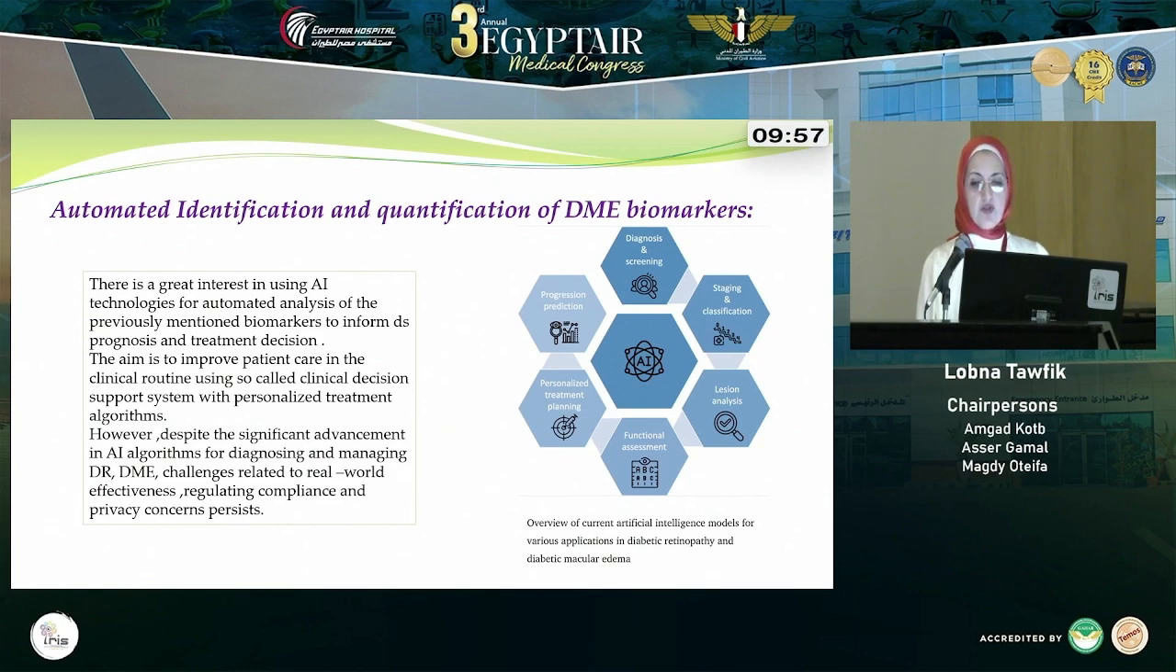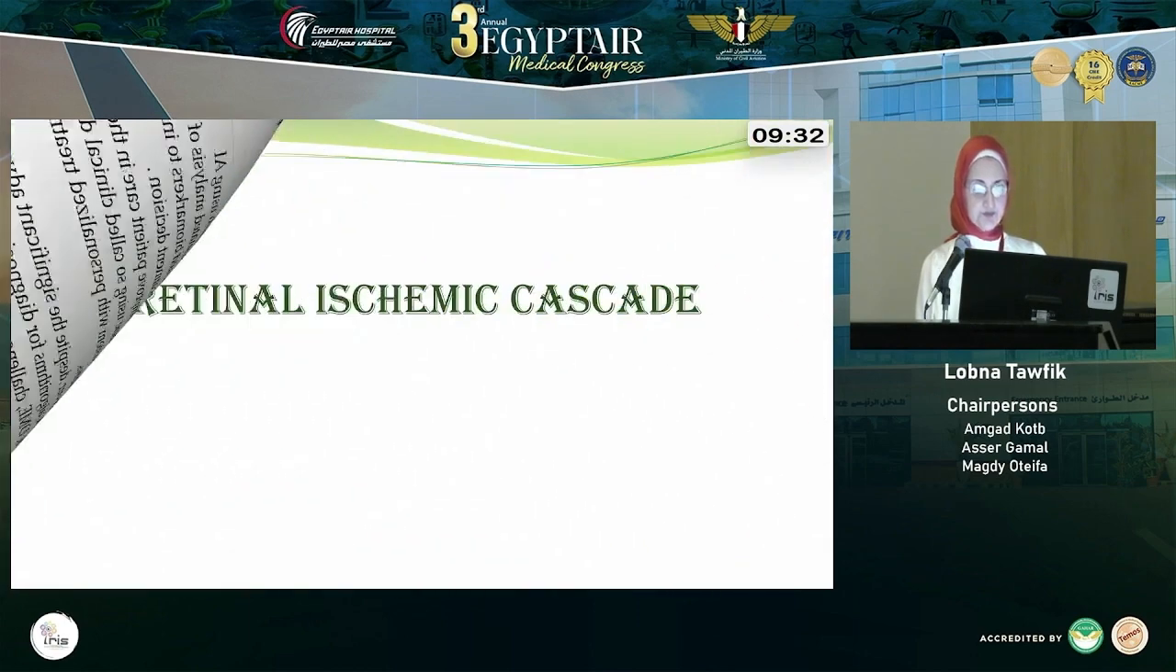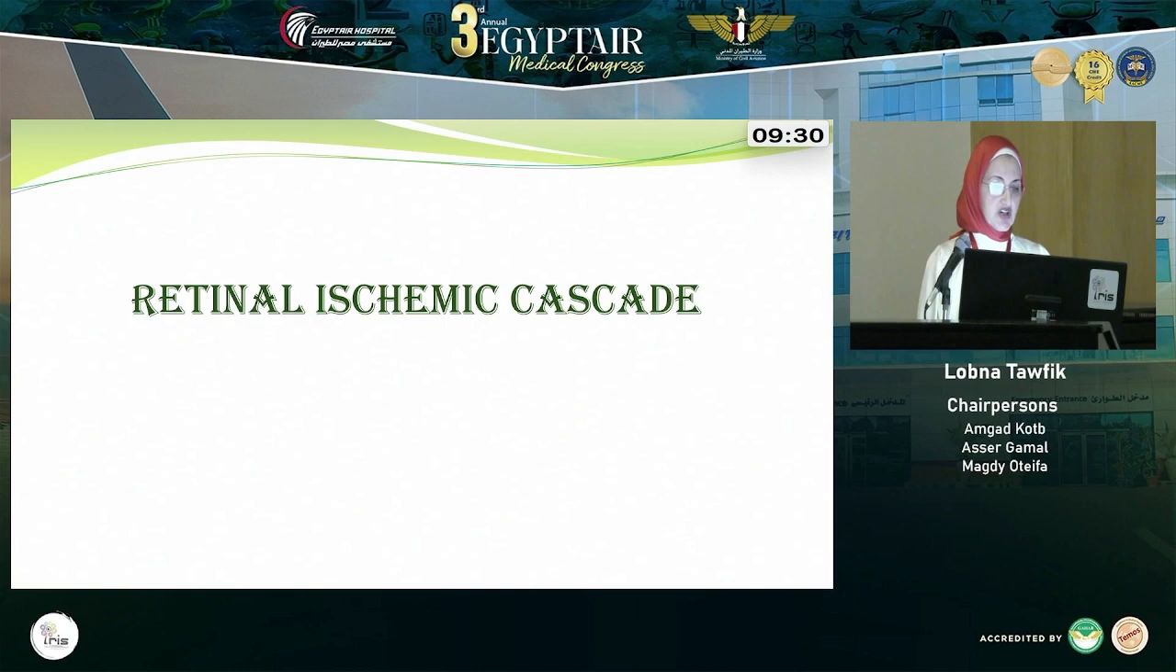AI is used for staging and classification, lesion analysis, functional assessment, personalized treatment planning, progression prediction, and decision and screening. However, despite the significant advancement in AI algorithms for diagnosing and managing diabetic retinopathy and diabetic macular edema, challenges related to real-world effectiveness, regulatory compliance, and privacy concerns persist. And the other topic is retinal ischemic cascade.